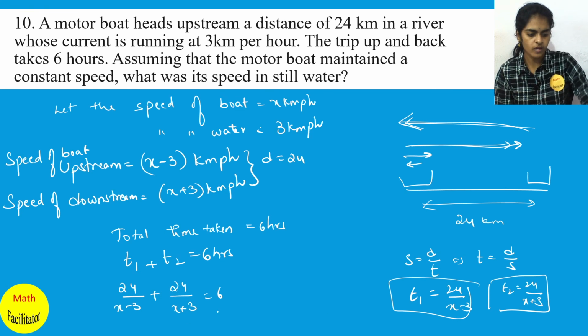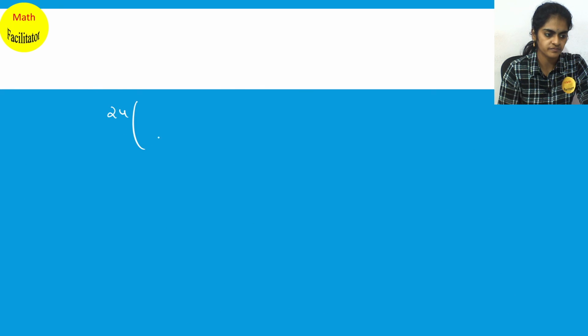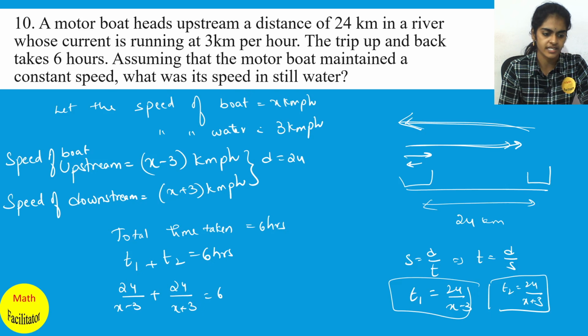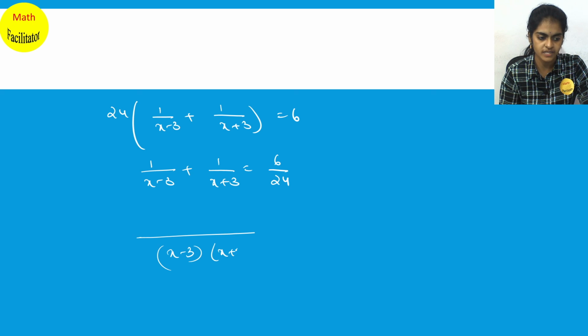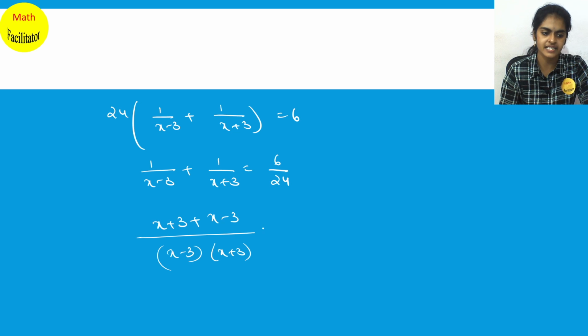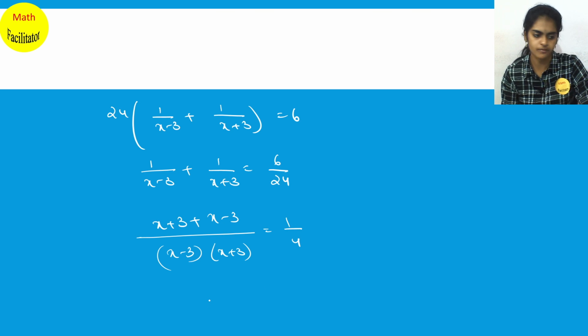Okay, so now let us take 24 common here. So you will have 1 by x minus 3 plus 1 by x plus 3 is equal to 6 by 24. Or let us take the LCM. So you will have the LCM as x minus 3 into x plus 3. In the numerator you will have x plus 3 plus x minus 3, equal to 1 by 4. 6 ones are 6, 6 fours are 24.